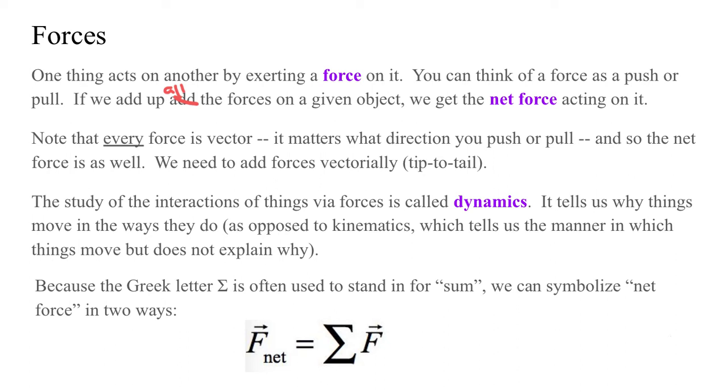Because the Greek letter sigma is often used to stand in for sum in mathematics, we can symbolize the net force in two ways. We can write F sub net with a little vector sign on it, or we can say the sum of all the forces, and this whole construction together is the net force. Different textbooks use different notations, and we'll pop back and forth between these two. The committee also pops back and forth between these two, so we'll get practice with both.